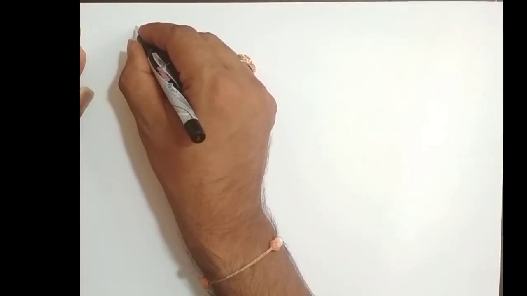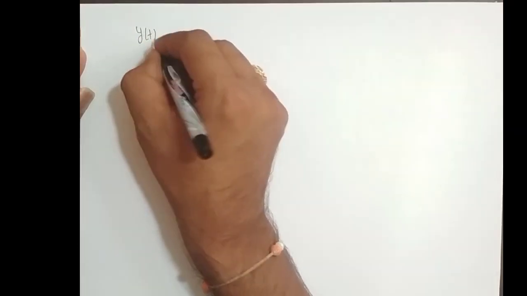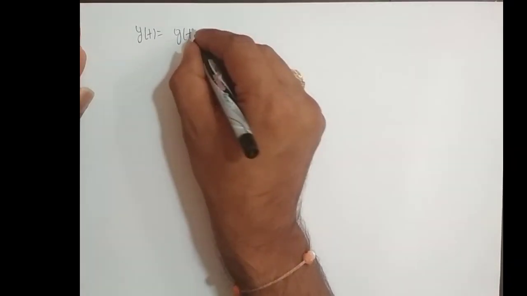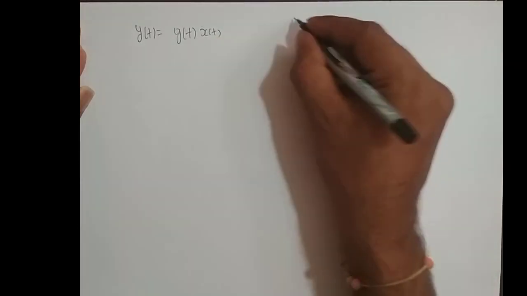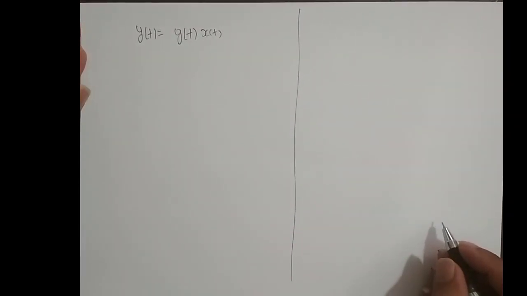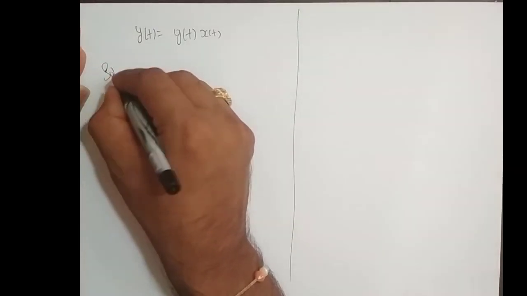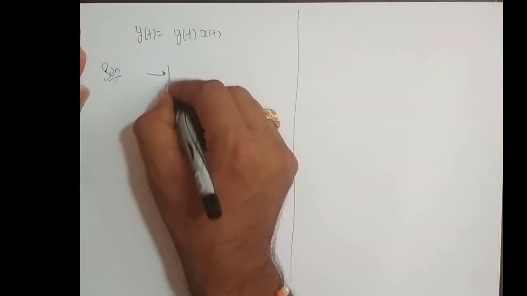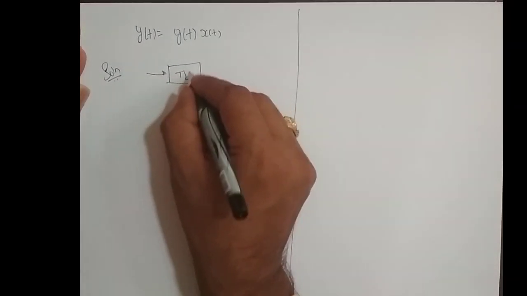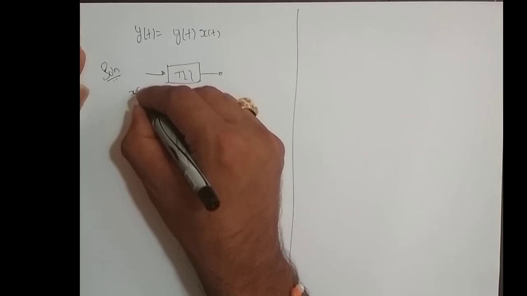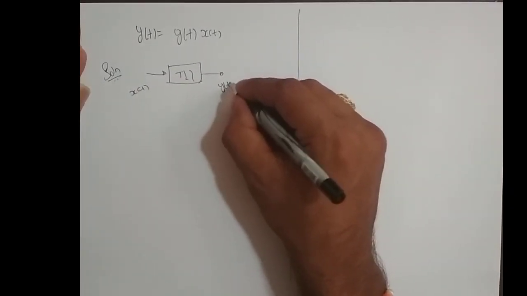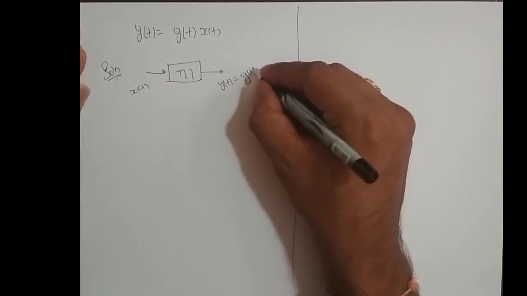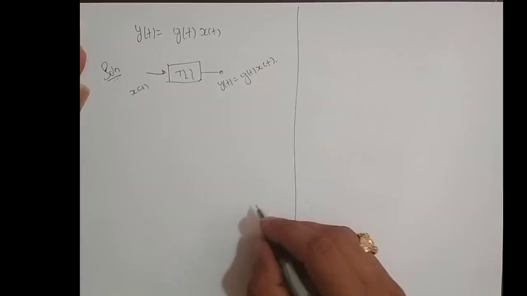So we'll take up one more. So y of t is equal to g of t into x of t. Fine. So solution, we write the system T. So input I'm applying is x of t, output is y of t, and what is y of t? G of t into x of t.